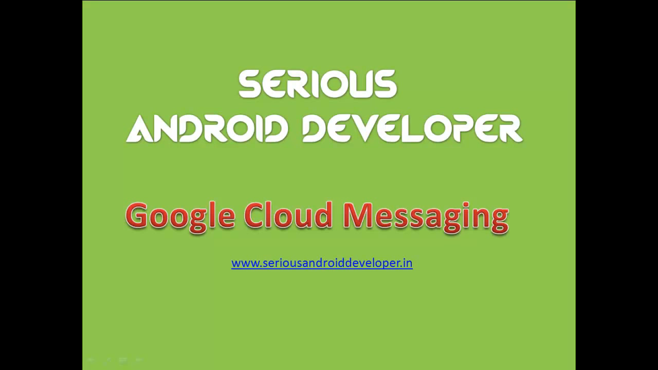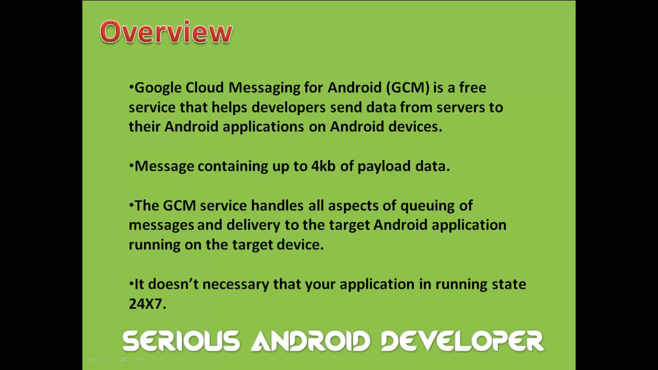Here in GCM, there is no polling mechanism. Whenever the server has some data for a particular device, the app server sends the data to the GCM server, and the GCM server pushes the data in the form of a push notification to the device. The device wakes up that particular app, that is our app, and at that moment our app starts its process.